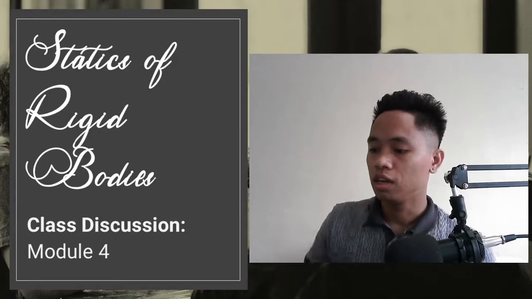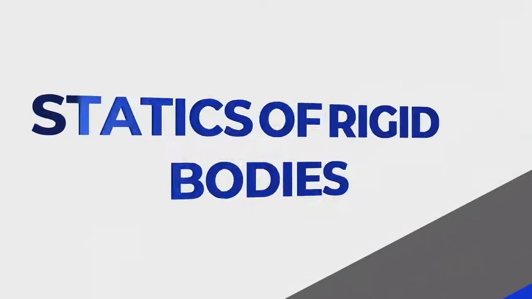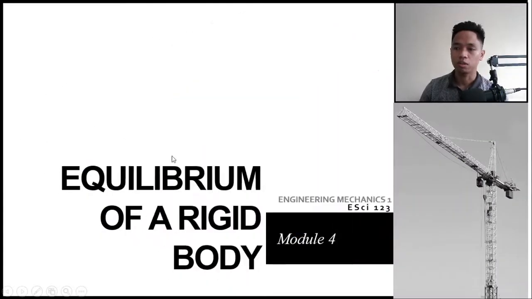Alright, so our topic for this video or for this module is all about equilibrium of a rigid body. So we're starting to go into basic structural analysis because again, whatever you have learned in this module is very basic. If you struggle in this module, especially when you get to your higher courses, like strength of materials and theory of structures, you will struggle there as well.